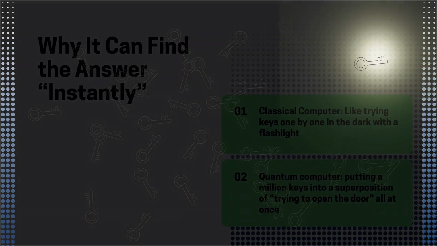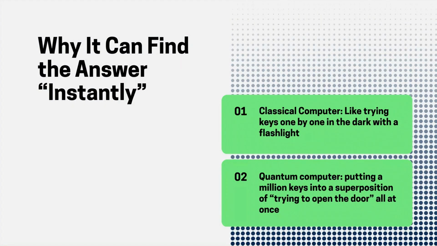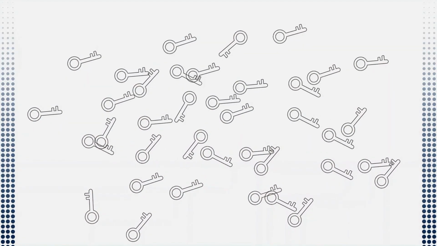A quantum computer, on the other hand, can put all a million of those keys simultaneously into a blurry, about-to-open-the-door superposition state. It's like you suddenly throw open all the curtains. The whole room is instantly bright, and you can see all the keys at once. The question is, how does it know which one is right?